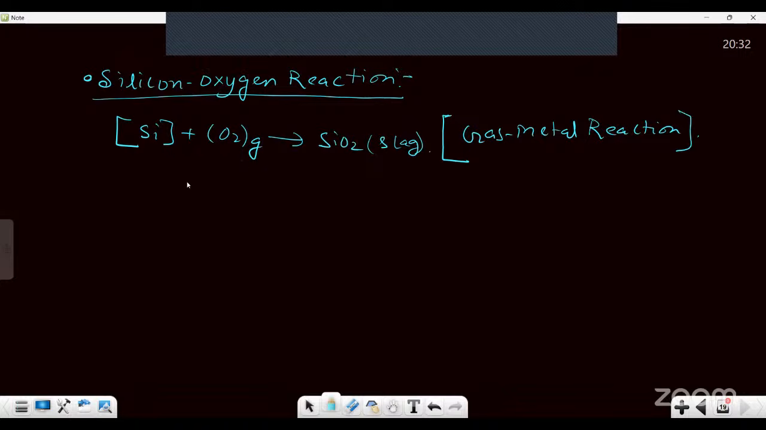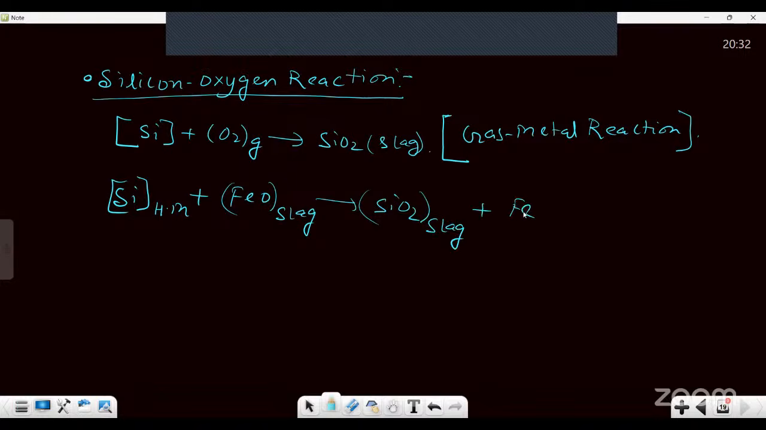Now, apart from that, we can also have the silicon in the hot metal. Silicon can also get oxidized by the FeO in the slag, and it can get converted to SiO2. SiO2 will go into the slag and iron will come back in the hot metal. So this can also happen. This is a slag metal reaction, because slag is reacting with the hot metal.